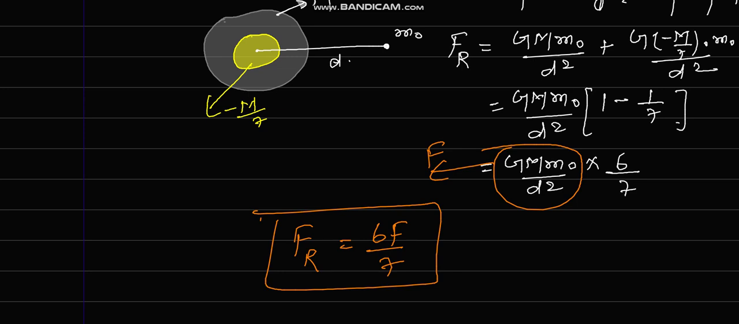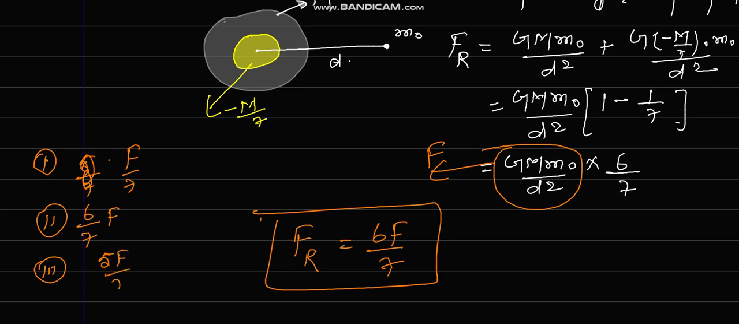So the options were: the first option was F by 7, the second option was 6 by 7 F, the third option was 5F by 7, and the fourth option was 3F by 7.